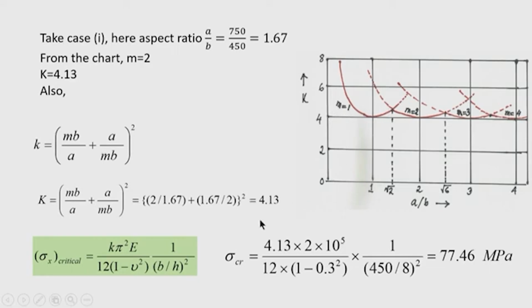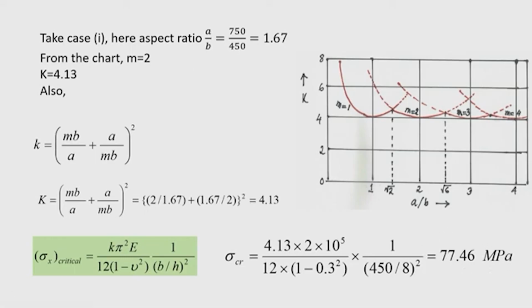Okay. So, once k is known, the buckling critical stress can be found with the help of this formula: k pi square E divided by 12 into 1 minus mu square, where mu we have taken as 0.3, into 1 by b by h square. So, b is 450 and thickness of the plate I have taken as 8 mm. After calculation, this comes as 77.46 MPa. So, this is the buckling stress of the plate.